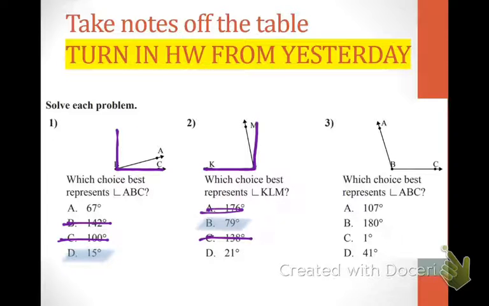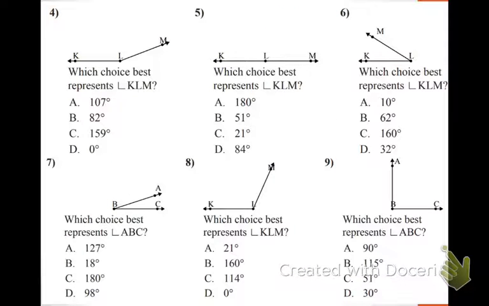79. The next one, is it more or less than a right angle? More. It's more, so then all that's left is 107 and 180. What does 180 look like? A straight line. Is that what we have in our picture? No, so we'd say 107. Good. Our next one, what do we think?